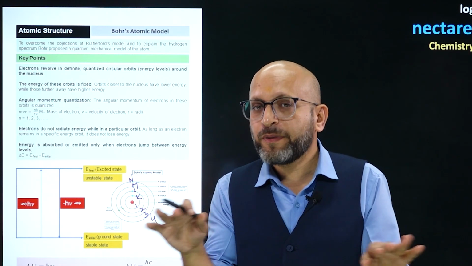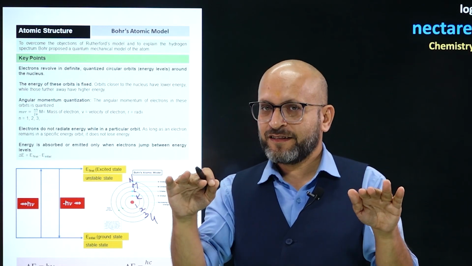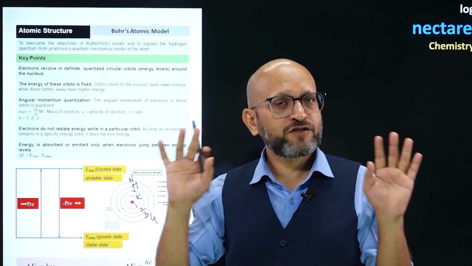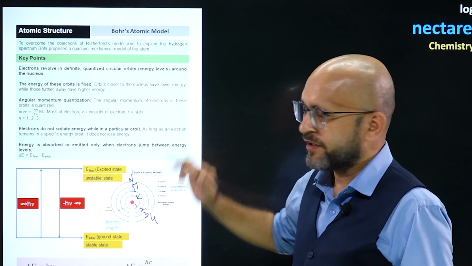So energy is absorbed or emitted by the electron. It is not the orbit. The orbit has its energy constant, so the orbit is not going anywhere. Thus the radius of the orbit is constant. That is what Niels Bohr talked about.